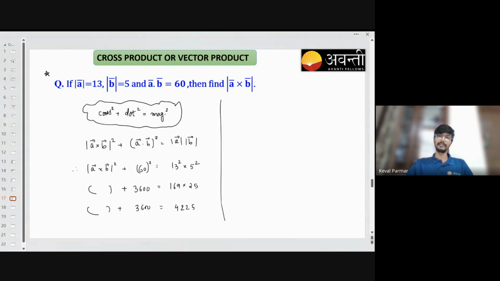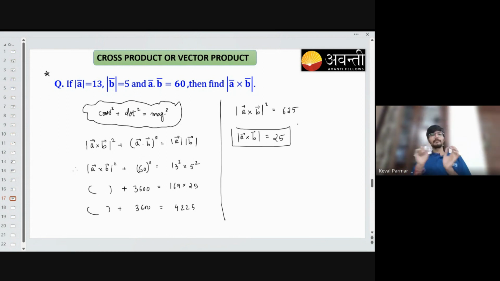So what we'll get is, mod of A vector cross B vector ka square is equal to 4225 minus 3600. What is it? I think it is 625. So therefore, what is A vector cross B vector? It will be 25. Simple. Now let me tell you, we do not write plus minus 25. Why? Because it is magnitude, and magnitude means length, and length can never be negative. That's why I wrote only plus 25. Correct?